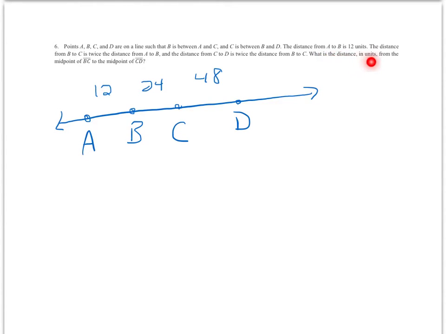What is the distance, in units, from the midpoint of segment BC? Midpoint means that it cuts this in half. So like here and here, that makes each of these small parts 12 and 12. This part up here is 24. So what is the distance in units from the midpoint of BC? It's right here.